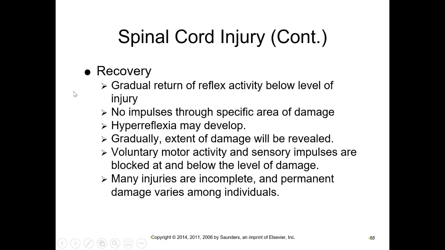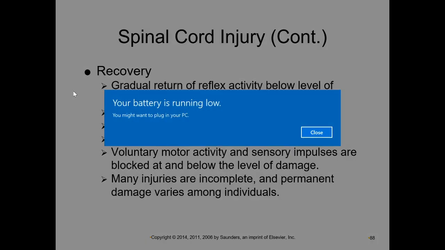Then recovery. There's gradual return of the reflexes below the level of the injury. There may be no impulses through the specific area of damage. Hyperreflexia can also happen. Gradually, the extent of the damage will be revealed as the swelling and edema go down.